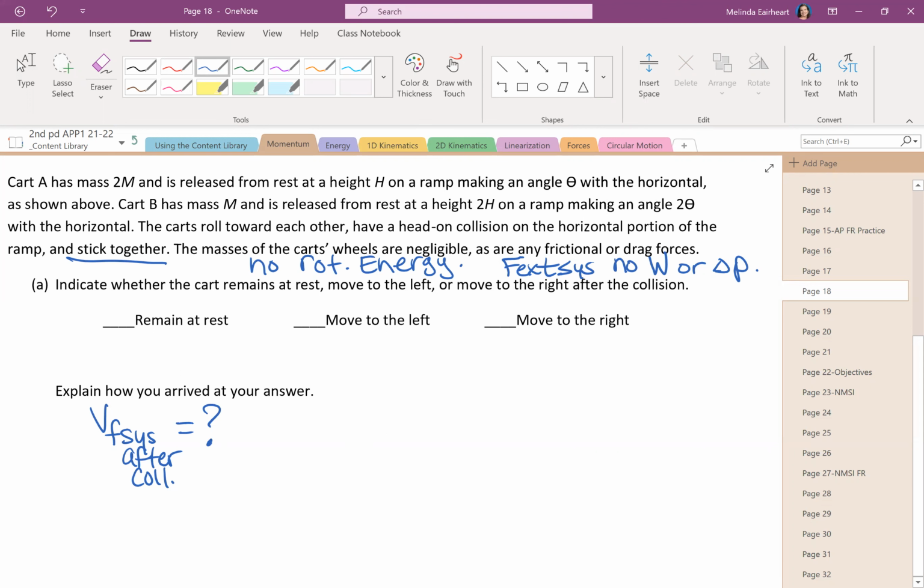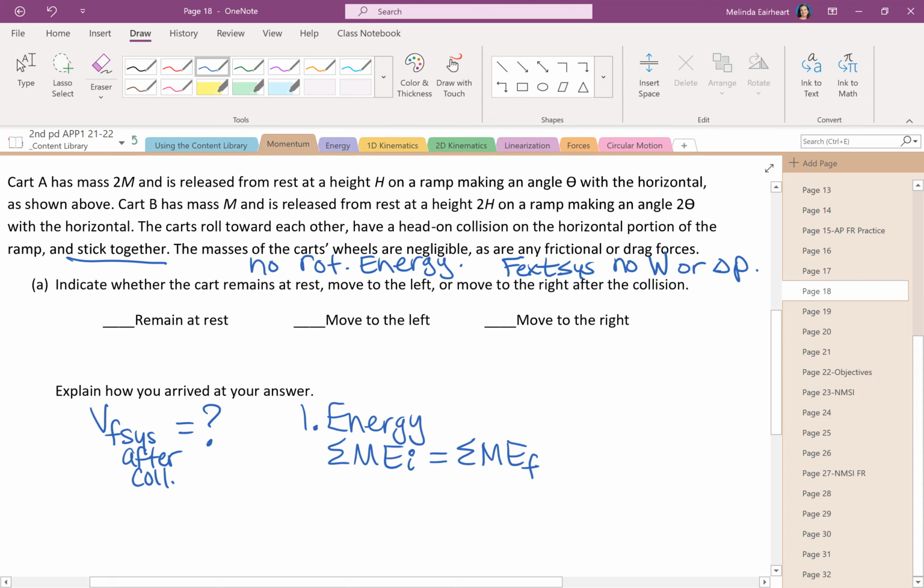Well, before the collision, what happens? Each cart has a height change. Height change, what should we do? Energy. And so step 1, let's do energy. Now they said that all the surfaces were frictionless, right? And so we have conservation of mechanical energy. This is including the earth in our system, right? So we have the carts and earth as our defined system. It's the easiest, most common thing to do.